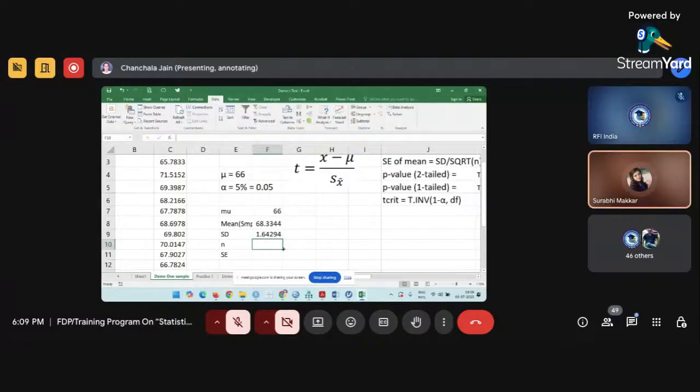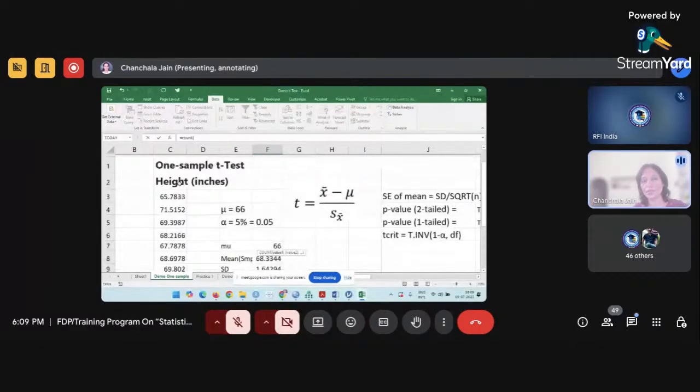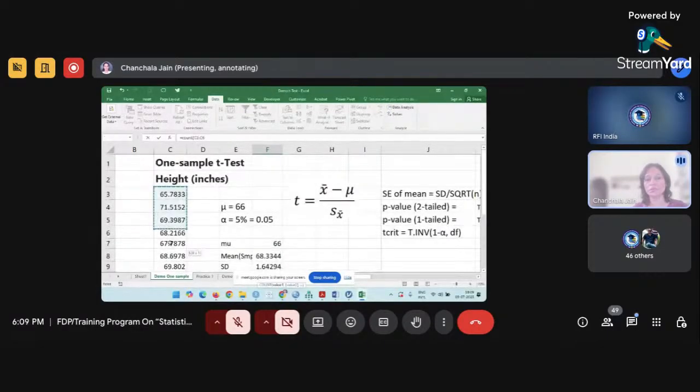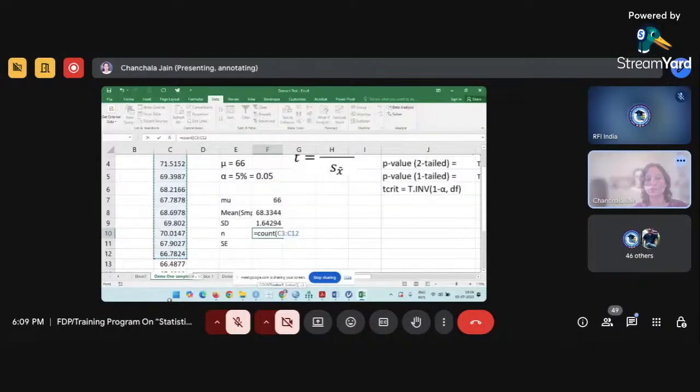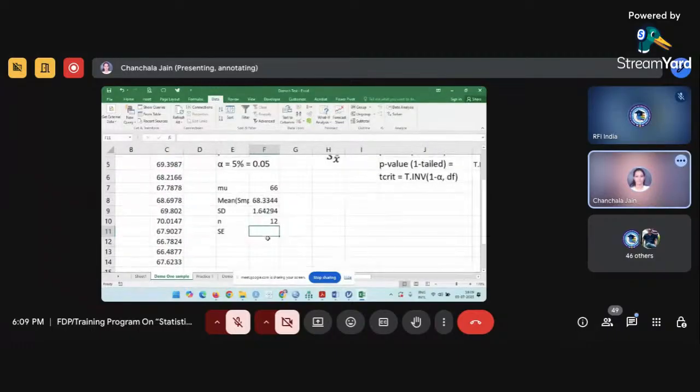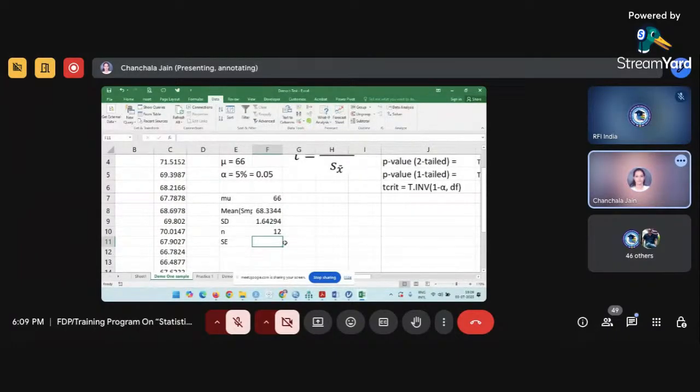Now, n is the sample size, right? So if the sample size is large, you can use the function called COUNT and then give the range. It will give you the sample size. Shall I proceed?